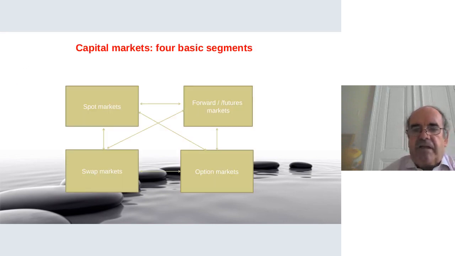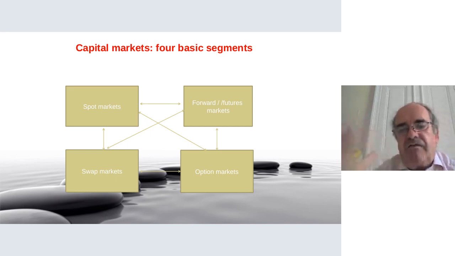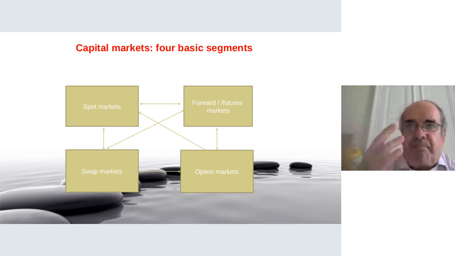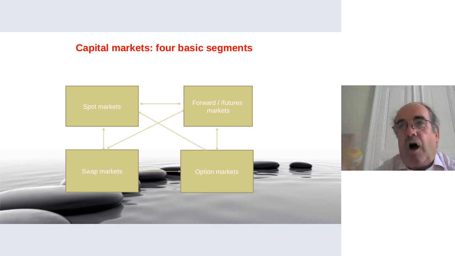Okay, so when we speak about capital markets, we in fact speak about four different segments, what we call markets, if you want. First is spot market, then forward or futures market, then options market, then swap market. And we will go inside each of these markets.